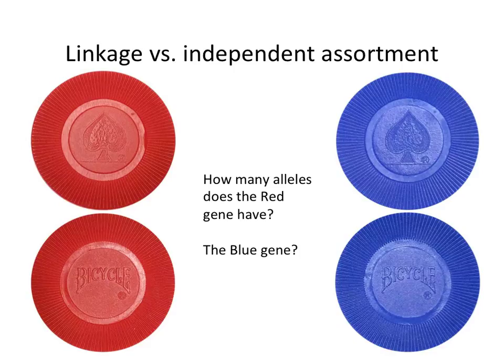For this example, if I'm using a poker chip, it's like coin flipping when you do statistics, right? What's the probability that it comes up heads? 50%. So how many alleles, how many different options do I have if I flip this coin? How many alleles are there? 2. Heads or tails. In this case, bicycle on one side or a spade on the other.